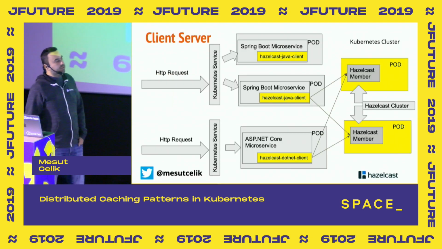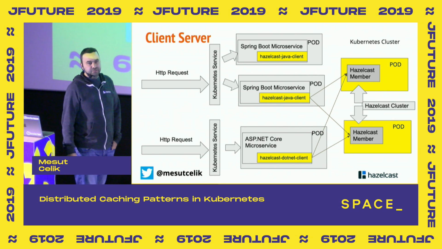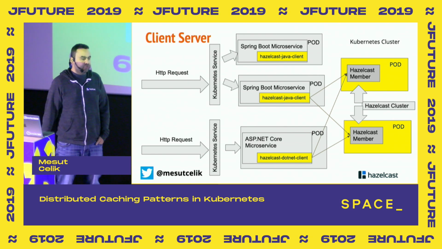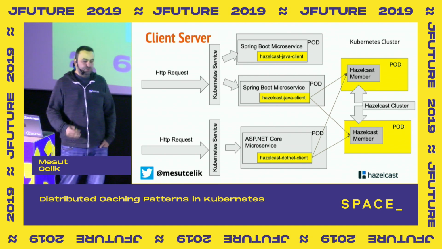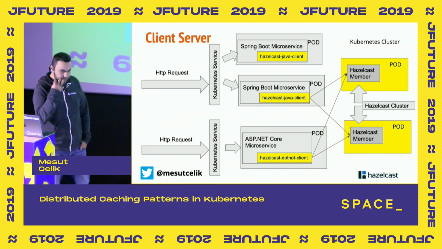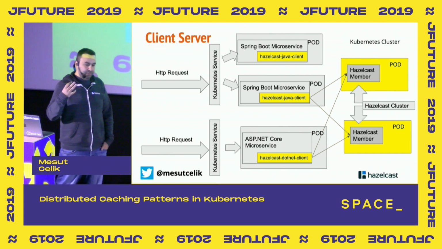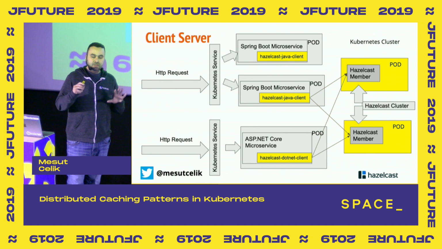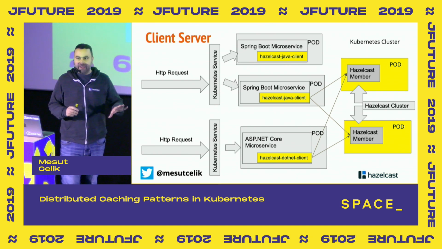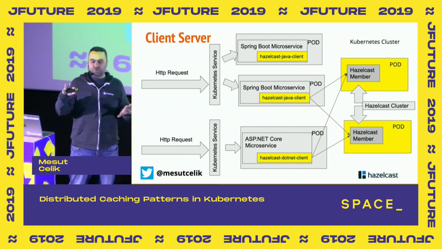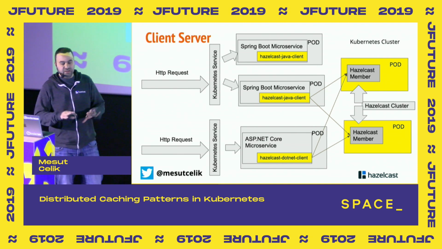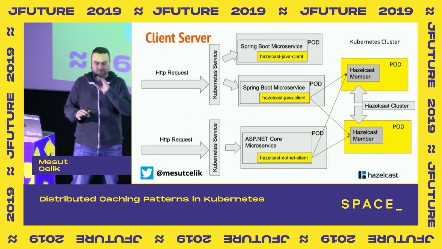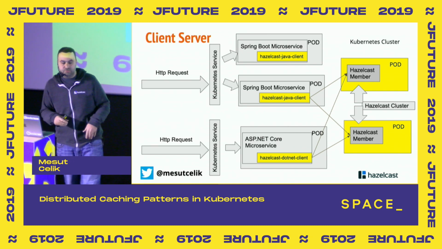So the other one is client server. This is mostly what we see in the open source community and with users that deploy into production. The main advantage of this one is that you basically separate the microservice layer from your cache cluster. So then they are independent from each other and they are independently maintained. It can be by different teams or I don't know.